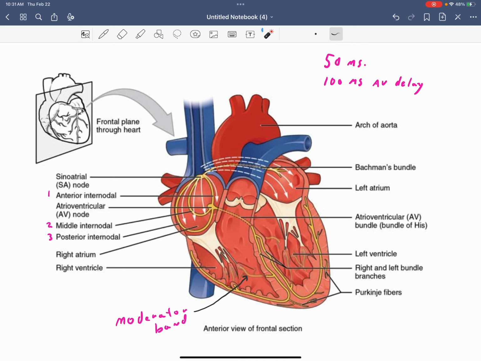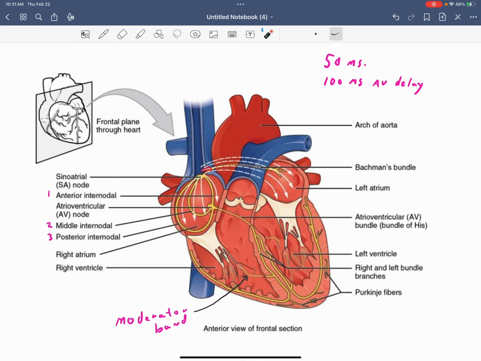And let's have a quick look. So we have three pathways, 1, 2, 3. The first is the anterior internodal pathway. The second one is the middle internodal pathway. And the third one is the posterior internodal. And in theory, these help to get the signal to the AV node. It's a little debated, as the signal can also spread cell to cell to cell and get down there.